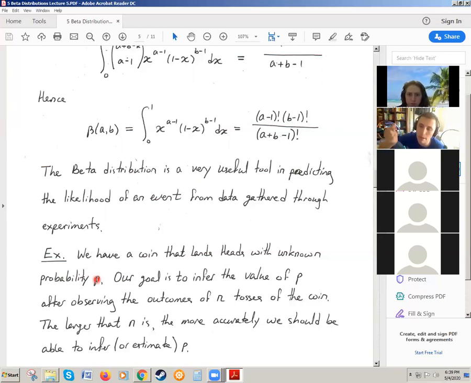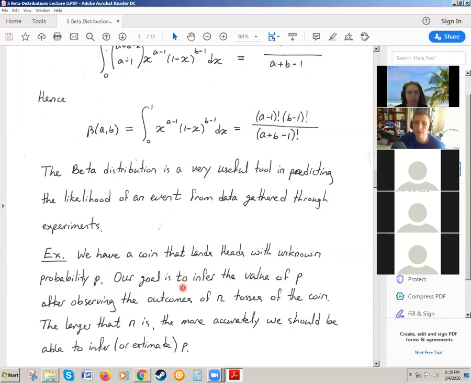That might not be a coin, maybe it's medication. How useful is this medication? There is an unknown probability that it will cure a random person. It's still a simplifying assumption, but there is an unknown there. Or how many people are sick, truly? How do you estimate that? So let's begin modeling it with a coin. So we have a coin that lands heads with unknown probability p.